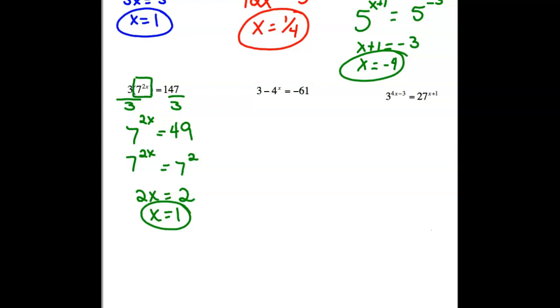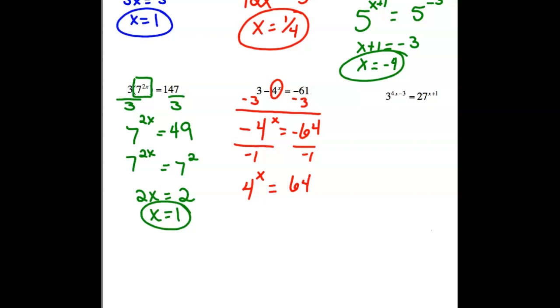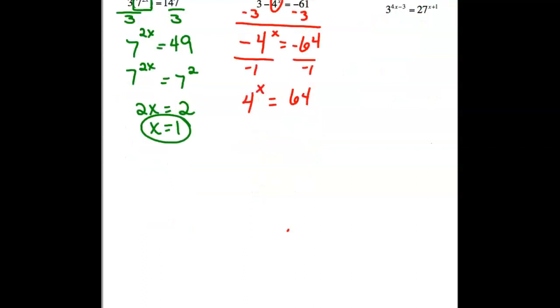All right, for the next one, to get our exponential part by itself, our first step would be to subtract our 3 to the other side. That still leaves me a negative in front of that exponential piece. And so we want to divide that over to the other side. So we have 4 to the x equals 64. And if you look at your power chart, 64 is the same as 4 cubed. So x would have to be a 3.